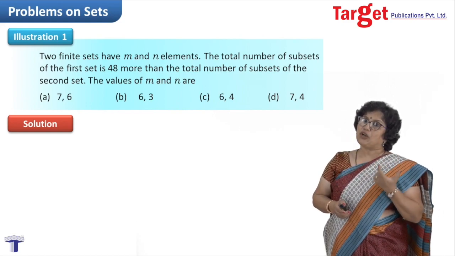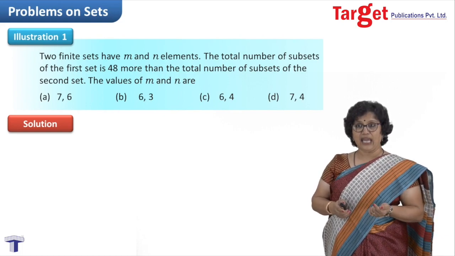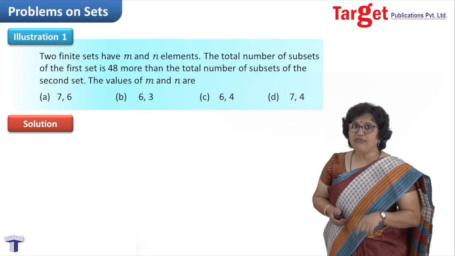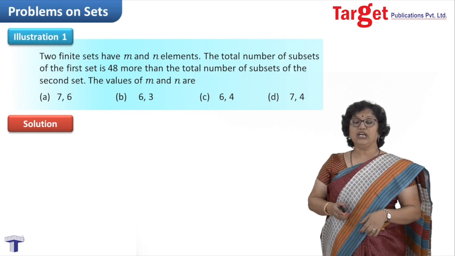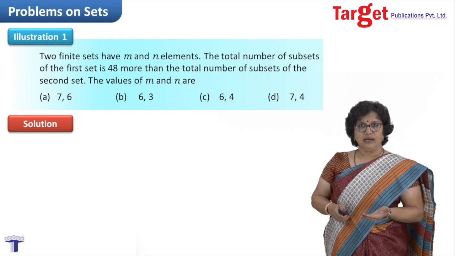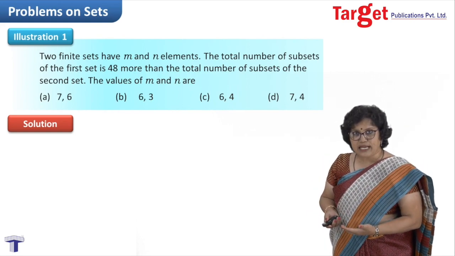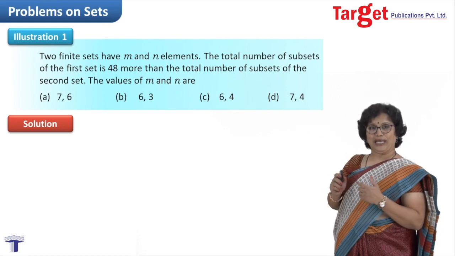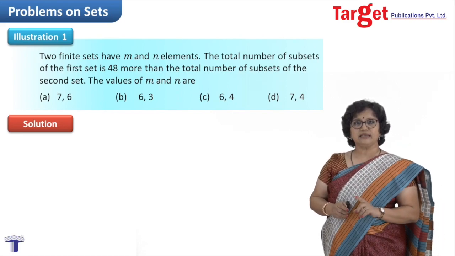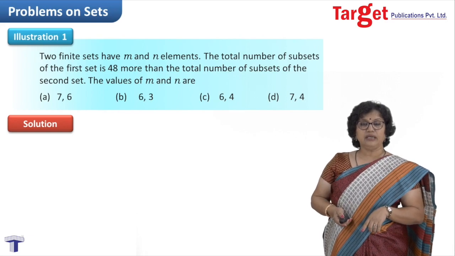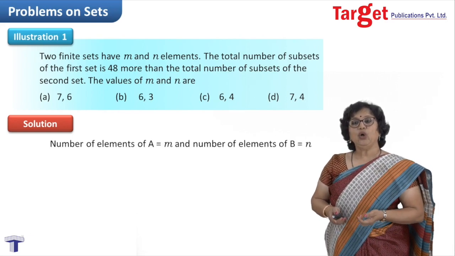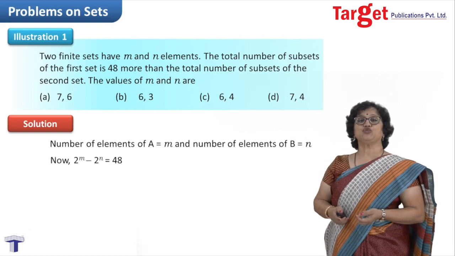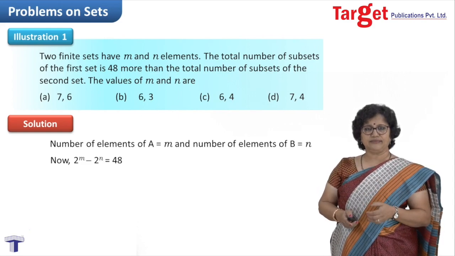Now what is the number of subsets of set A? If A has m elements, as we have done in our previous sessions, it would be 2 raised to m. And the total number of subsets of set B would be 2 raised to n. The question says the difference between them is 48. So 2 raised to m minus 2 raised to n is 48.